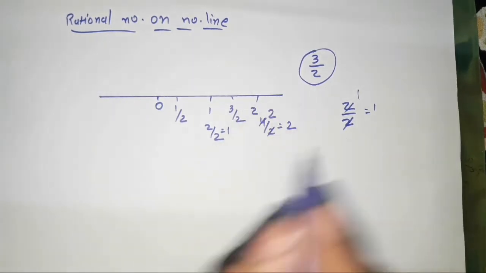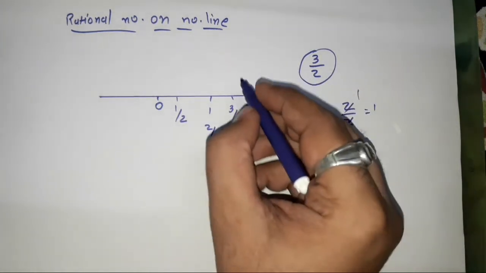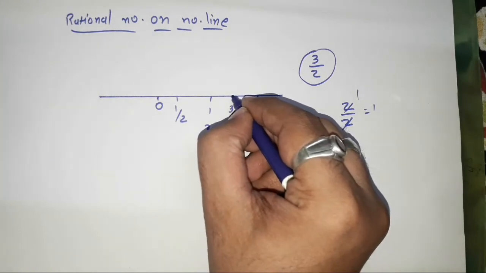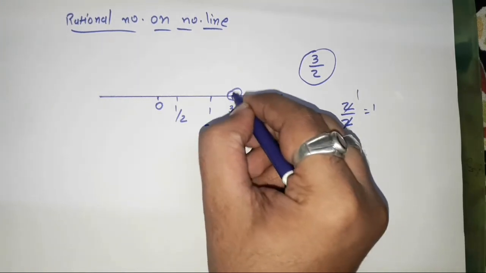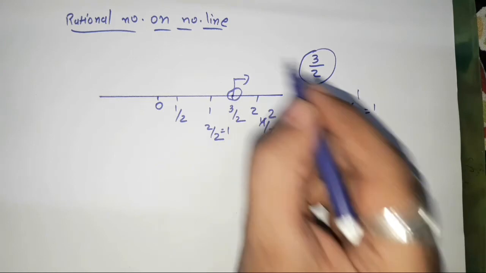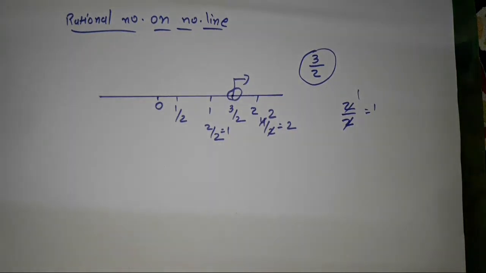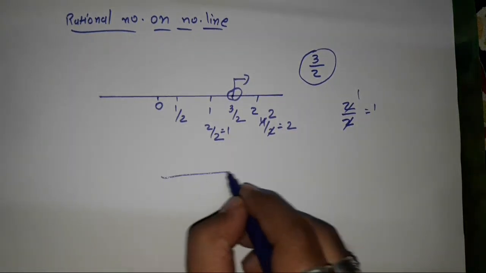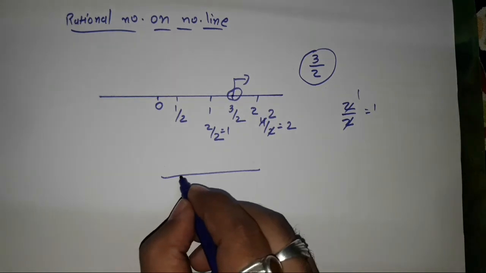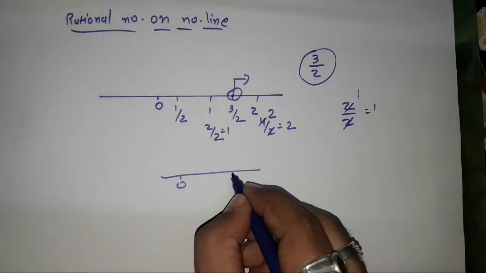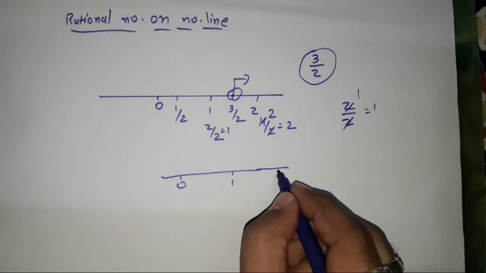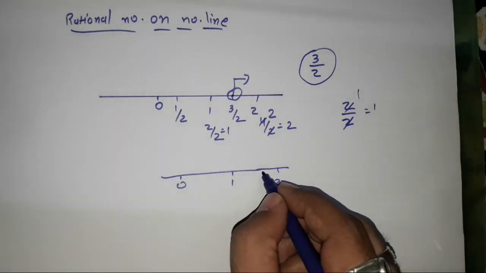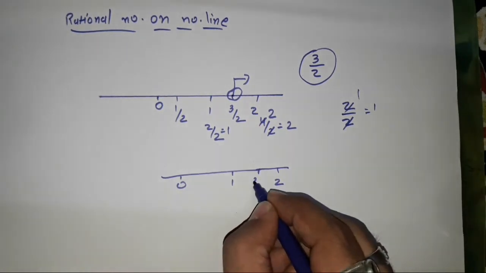So this will be 2. So here I have to represent 3 upon 2. Somewhere here I will highlight this point, or we can also represent the numbers directly like this: this one is our 0, this one is 1 and this one is 2, and 3 upon 2 somewhere lies here.